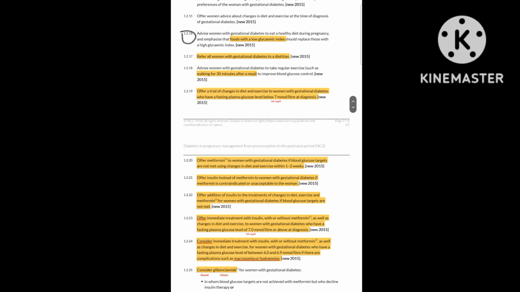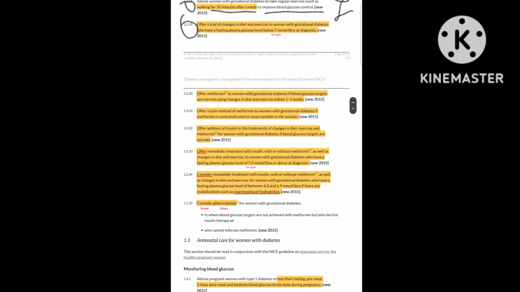Advise women with gestational diabetes to eat a healthy diet during pregnancy. Emphasize that foods with a low glycemic index should replace those with a high glycemic index. Refer all women with gestational diabetes to a dietitian. Advise them to take regular exercise, such as walking for 30 minutes after a meal, to improve blood glucose control. Offer a trial of changes in diet and exercise to women with gestational diabetes who have a fasting plasma glucose level below 7 millimole per liter at diagnosis.